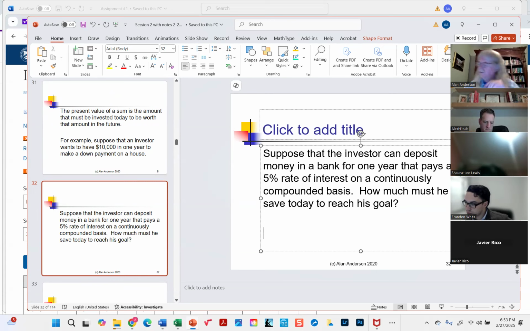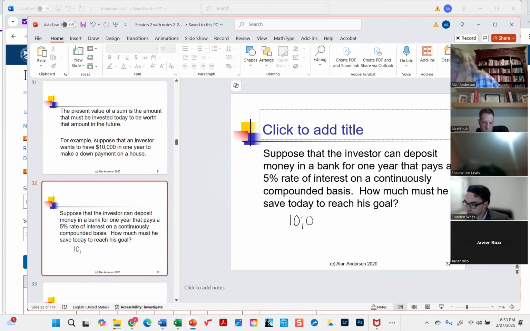Okay, so what you're going to do is this. You're going to take $10,000 and multiply it by e to the negative 0.05 times 1. Negative because the amount you start with today is less than the $10,000 you'll have next year. So if we go to our trusting calculators, let me just quickly run through that.